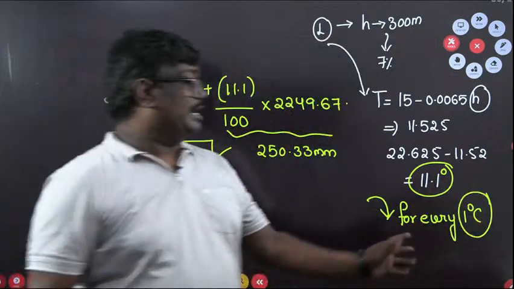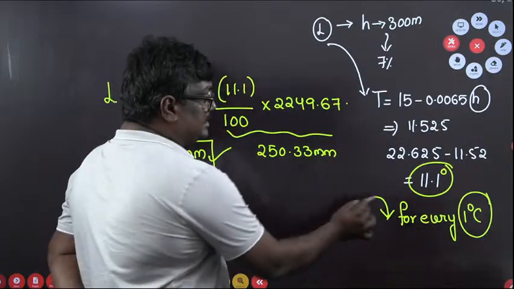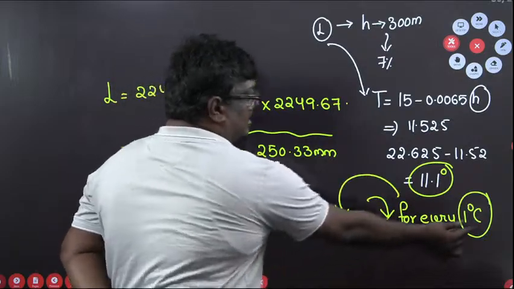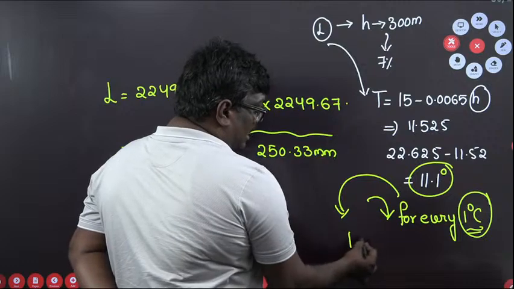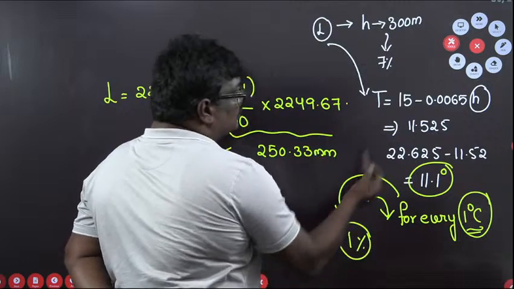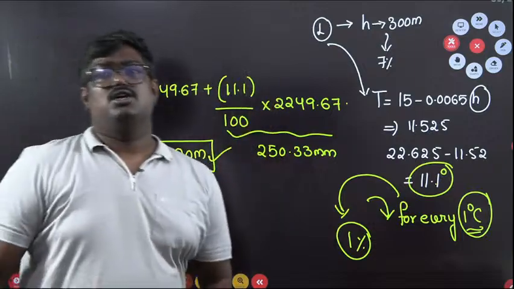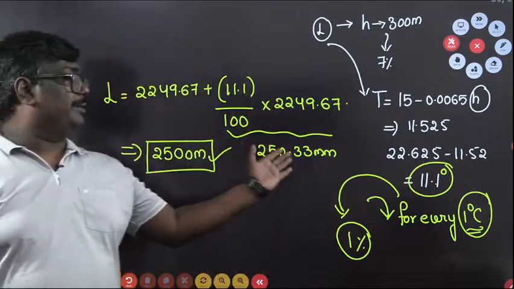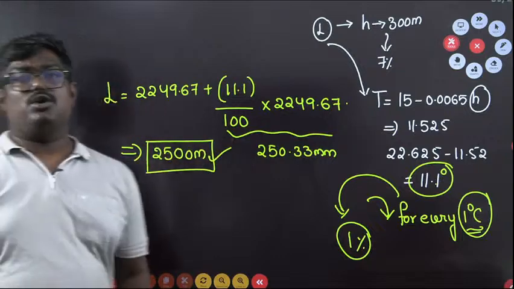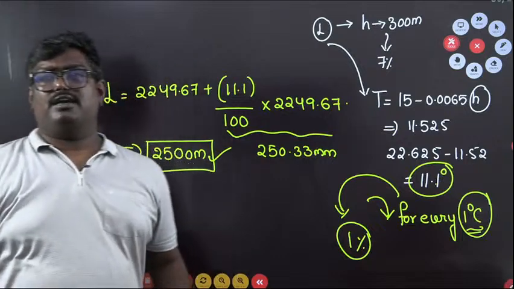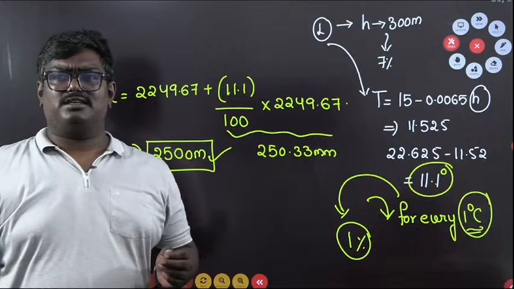For every 1 degree rise or fall in temperature, you will have a correction of 1 percentile. So you got 11.1, so I have taken 11.1 percentile. So it will be equal to 250.33. On adding this, we got 2500. Avigyan Singh, is it clear, sir?